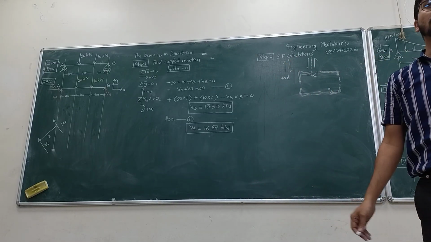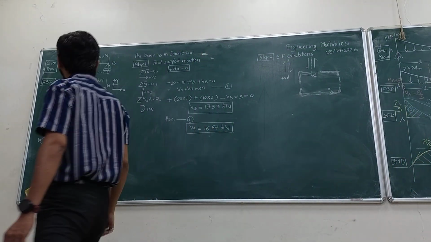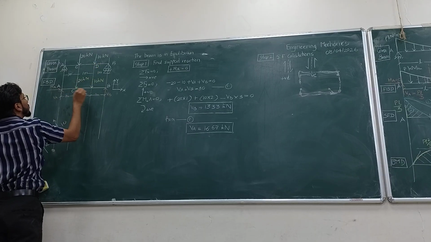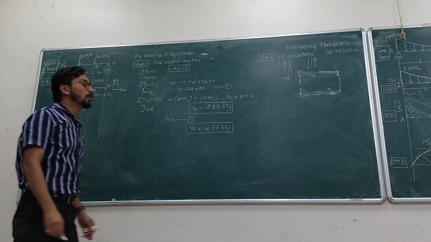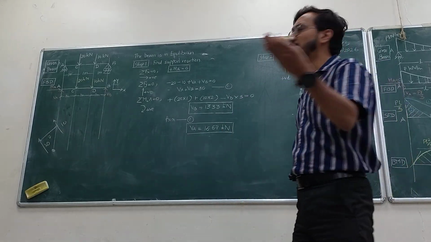These are the sign conventions for the shear force. Now what will we do? You will have to consider the parts. Call this point C, this point D, and this point C. So consider a section XX at distance x from A or B, any.